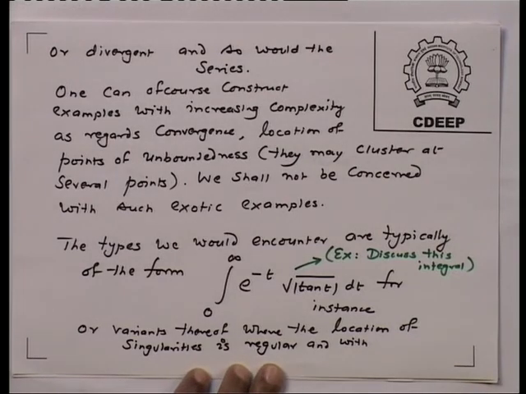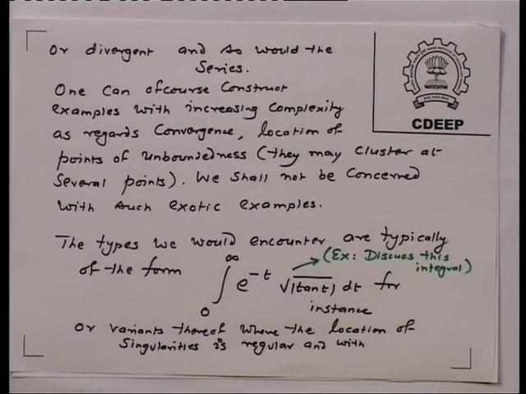We will only be concerned with cases where there could be infinitely many points at which the function becomes infinite, but these are spread out. Typical examples are cot x, tan x, secant x, e to the power minus x squared into cot x, such things. For example, I could ask you e to the power minus x squared root tan x. Let us look at this example: integral 0 to infinity e to the power minus t root tan t dt.